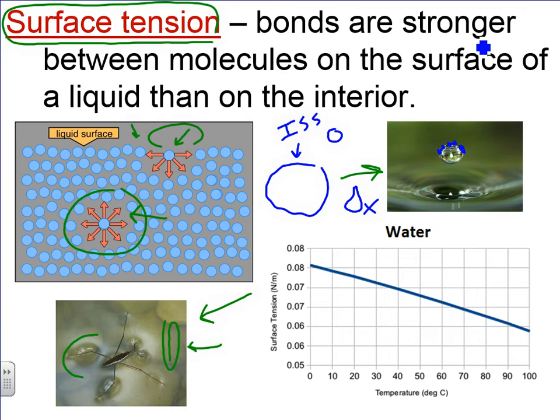Now, if you take a look at how temperature affects surface tension, almost in all cases, as you increase the temperature, the bonds begin to weaken. You'll see that these intermolecular forces weaken, and this effect starts to decrease. So here, as you increase the temperature, the surface tension actually decreases in strength. Here we're going from the freezing to the boiling point of water, so quite a noticeable decrease.